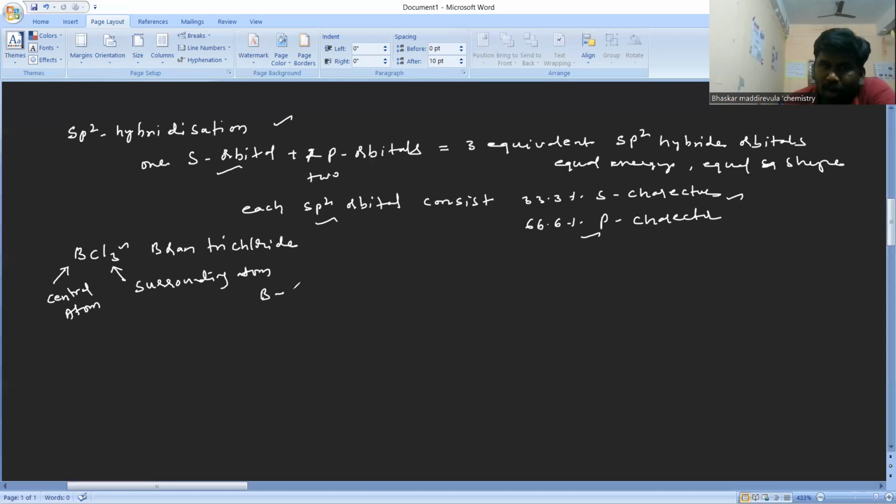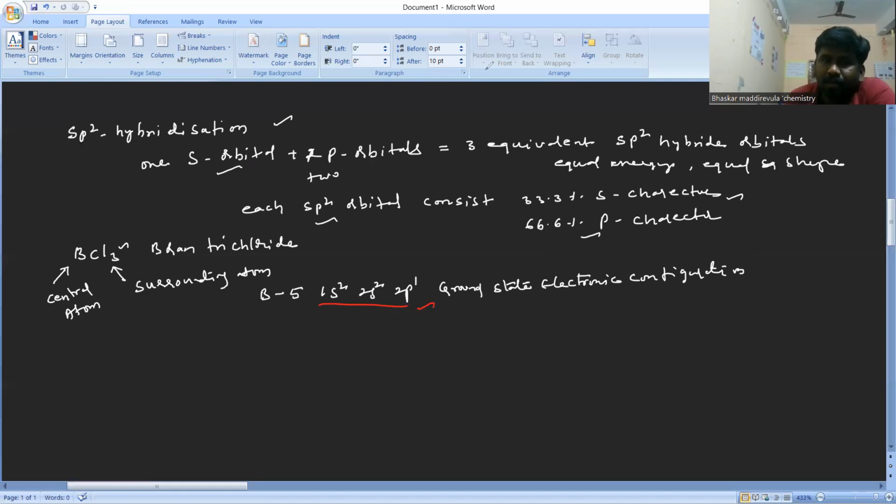Boron has atomic number 5, and its electronic configuration is 1s2, 2s2, 2p1. This is the ground state electronic configuration.